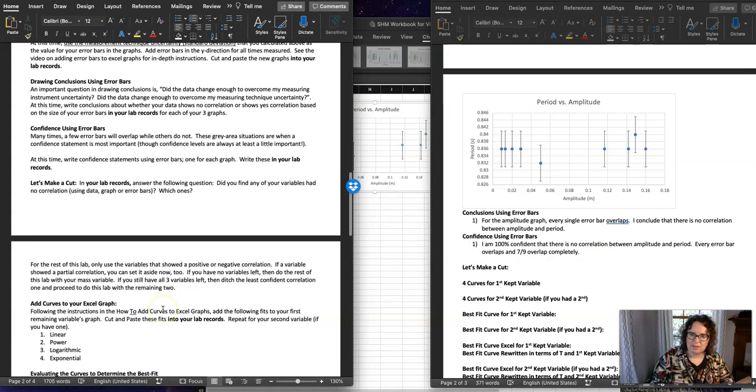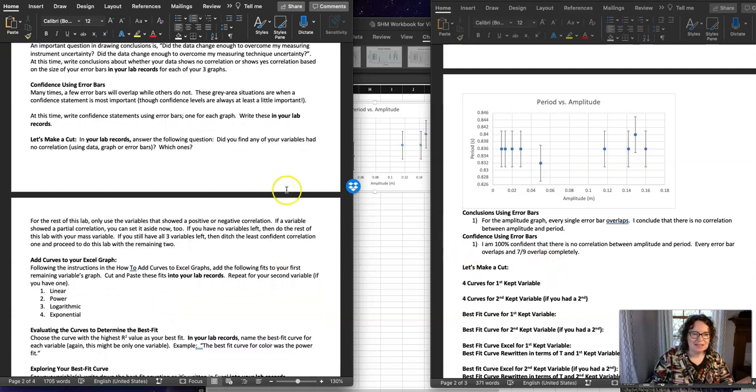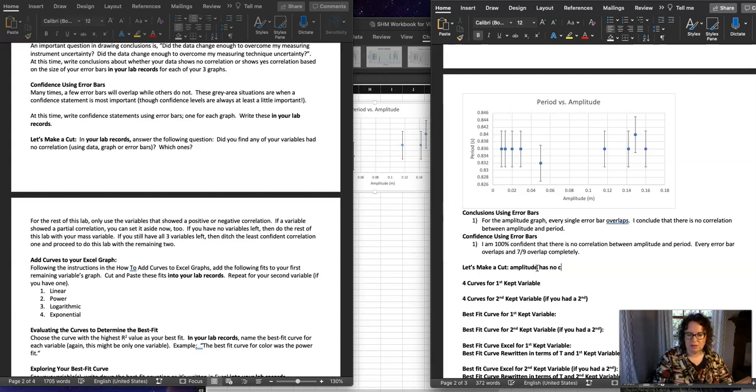All right, ready to make a cut? At this point, did you find any of your variables had no correlation? I found that amplitude has no correlation with period. Did you find any that had no correlation? Maybe your amplitude data showed a correlation, which it might. Maybe you have another thing that's showing no correlation. Whatever it is, go ahead and list it here and then meet me back for the next part.